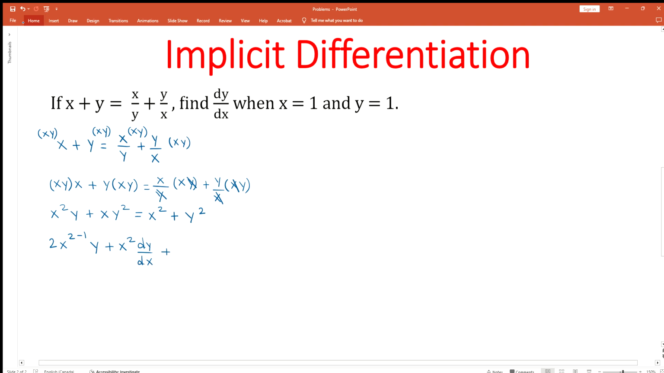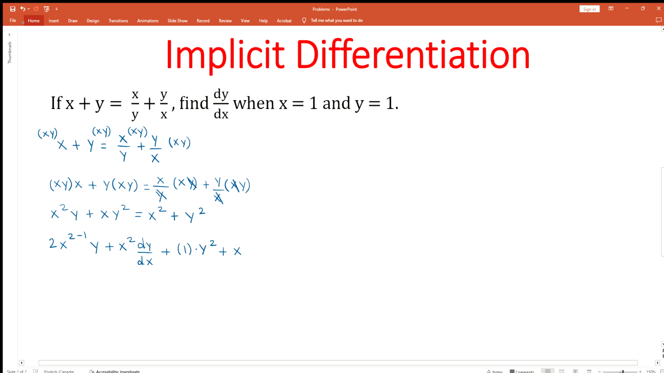Now we have to find the derivative of the second term, xy squared. This term is made up of two functions, x and y squared, and they are being multiplied, so we have to use product rule. As per the product rule, we start with the derivative of the first function x. The derivative of x with respect to x is 1 times the second function y squared, plus the first function x times the derivative of the second function y squared. We should use chain rule to find the derivative of y squared.